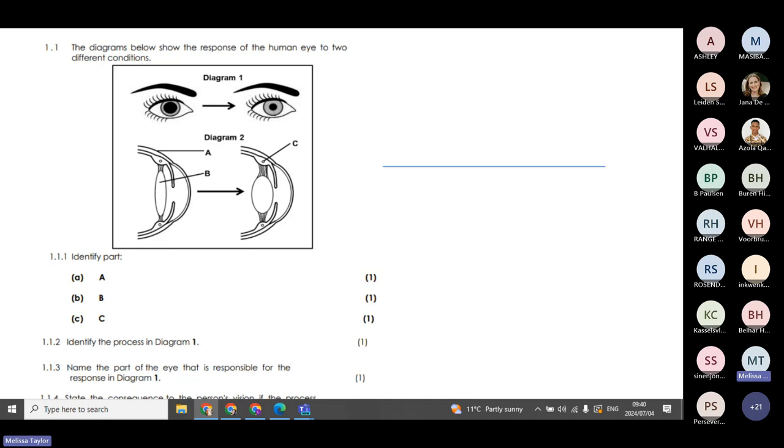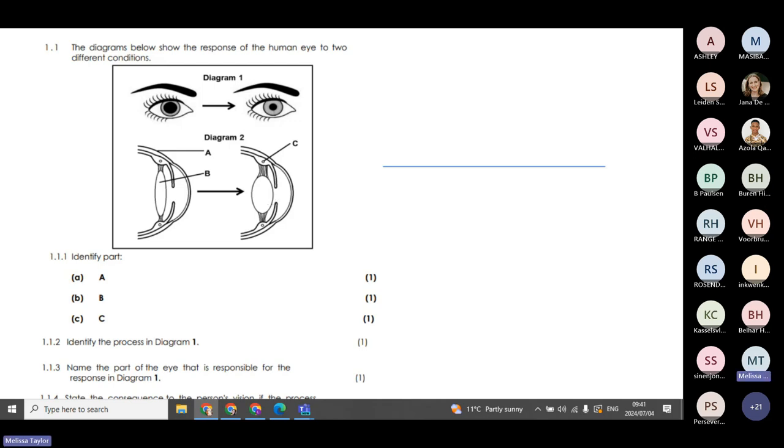Well done. Okay, and then state the consequence to the person's vision if the process in diagram two does not occur. In diagram two, we're going from a flat lens to a rounded lens. So we're going from seeing far to seeing close. So if this did not happen, then what will happen? The person will not be able to see nearby objects.